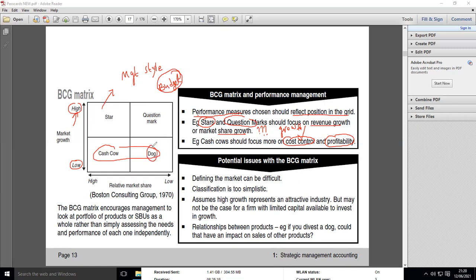If you have a dog, you may have to look at non-financial issues for you to keep it. Just try the keeping of the dog.